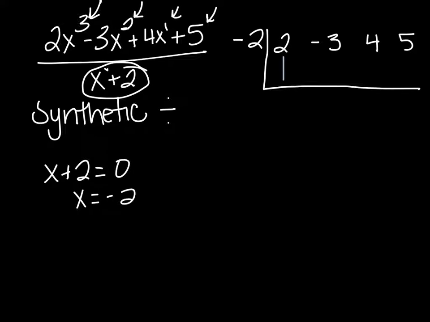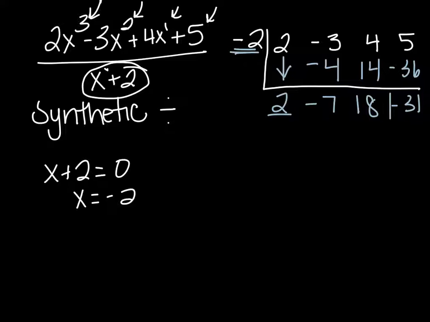The first thing I'm going to do is bring down the first term. Then I multiply on the diagonal: 2 times -2 is -4. I add on the vertical. I multiply on the diagonal: -7 times -2 is a positive 14. I add on the vertical. I multiply on the diagonal: 18 times -2 is -36. I add, and I always box the last one because that's my remainder.